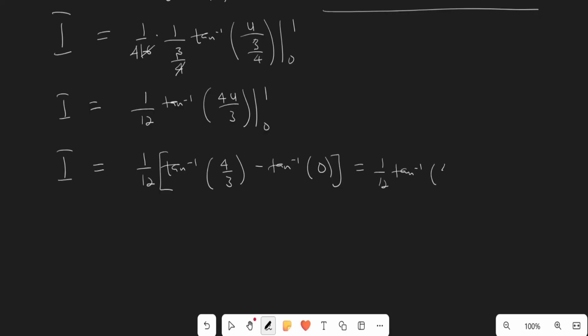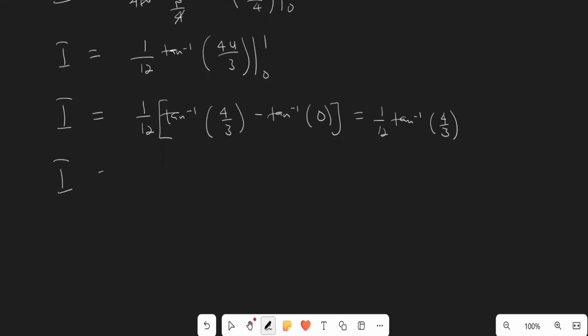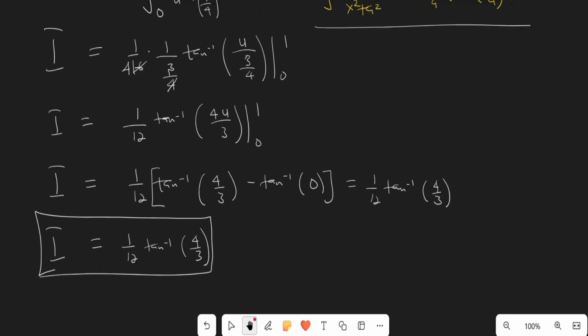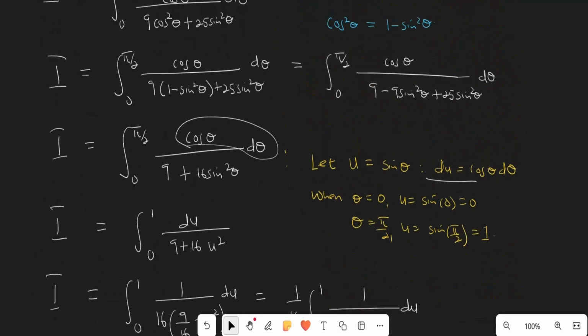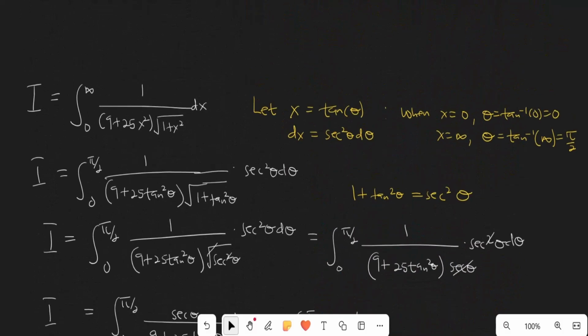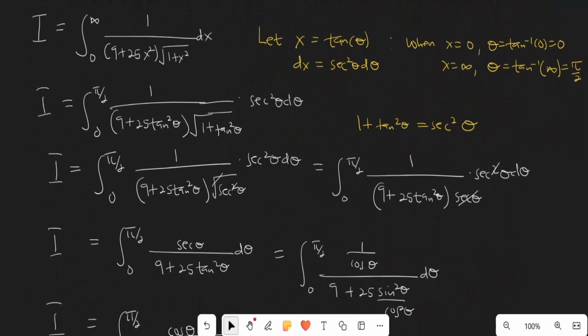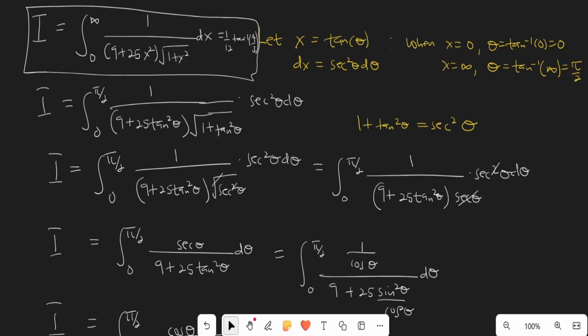This equals 1 over 12, the tan inverse of 4 over 3, minus tan inverse of 0, which is 0. Therefore, I evaluates to 1 over 12 the tan inverse of 4 over 3. This is the answer to this integral. So when we go back up to the very top, this one evaluates to 1 over 12 the tan inverse of 4 over 3, like this. So this one is the answer to this beautiful integral.